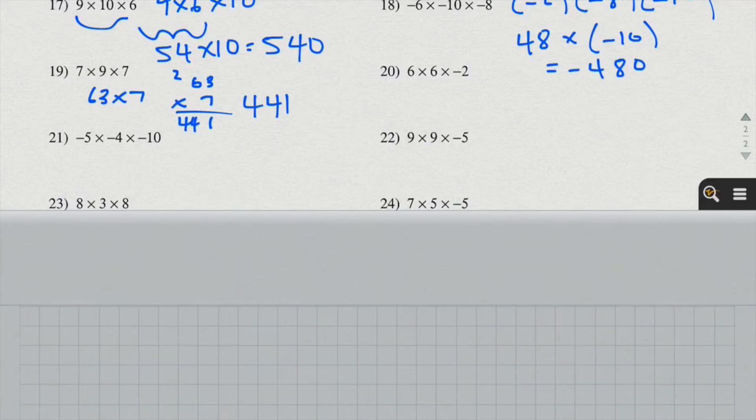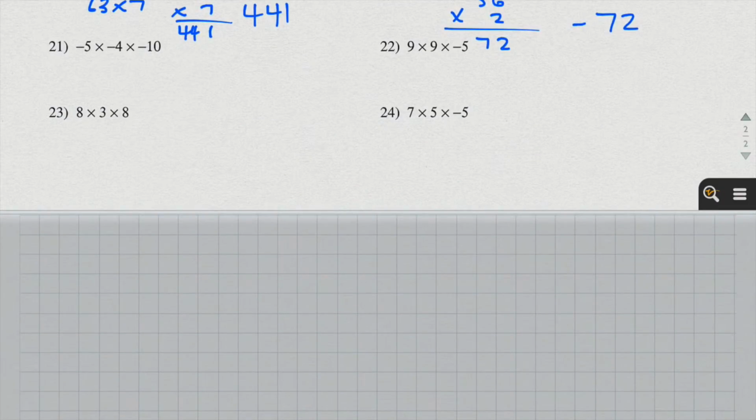Number 20, 6 times 6 times negative 2. So let's do the 6 times 6 first, which ends up being 36. And then we can multiply by 2. We don't have to put the negative 2. We can add the sign later. Let's just see what 36 times 2 is. So 6 times 2 is 12. 2 times 3 is 6, plus 1 is 7. So we end up getting 72. It's a positive times a negative gives us a negative 72.